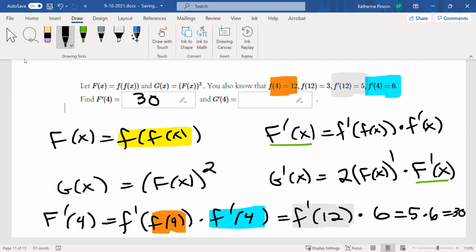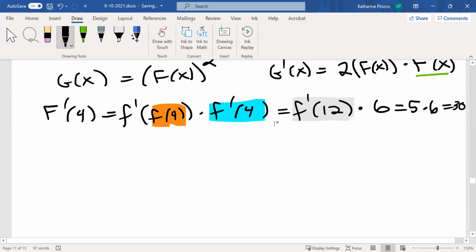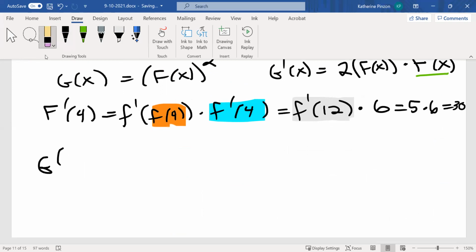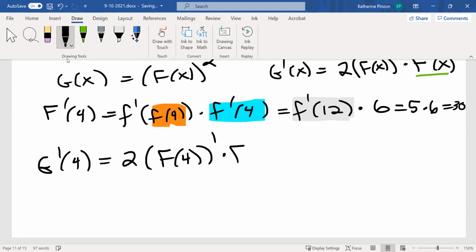So for this G part, there's 2 ways to do it. We can use this formula that we just got, 2 capital F of 4 times capital F prime of 4, right? Or we can take the things we know about capital F and plug them in there. Doesn't matter, so you can do it 2 ways. Let's go with it as capital G and see how it goes. G prime of 4 is 2 capital F of 4 to the first times capital F prime of 4.